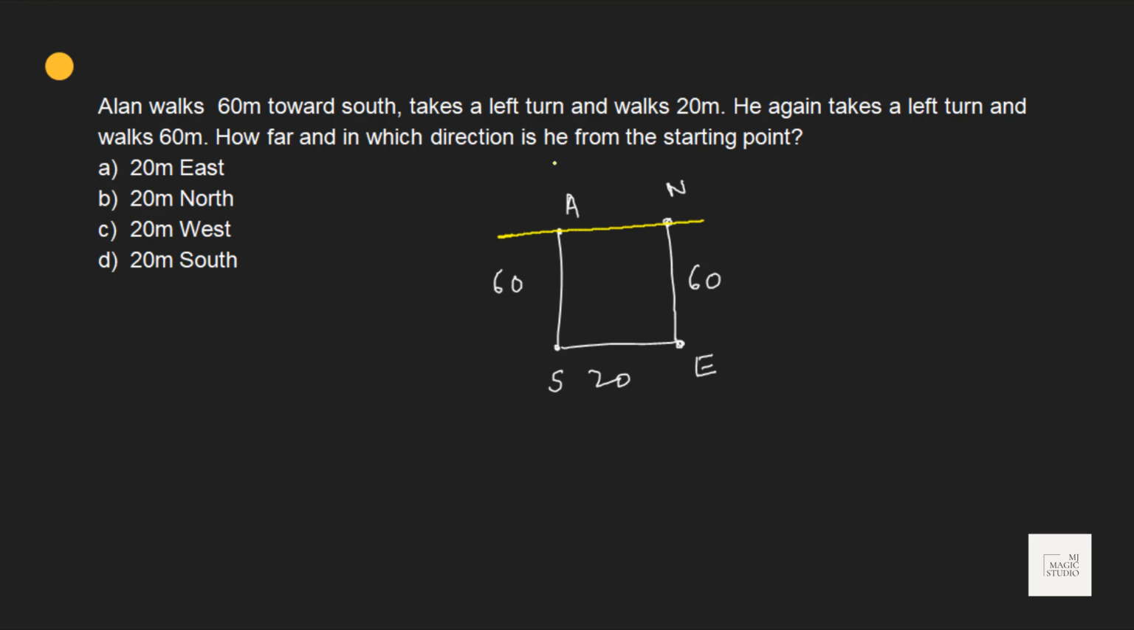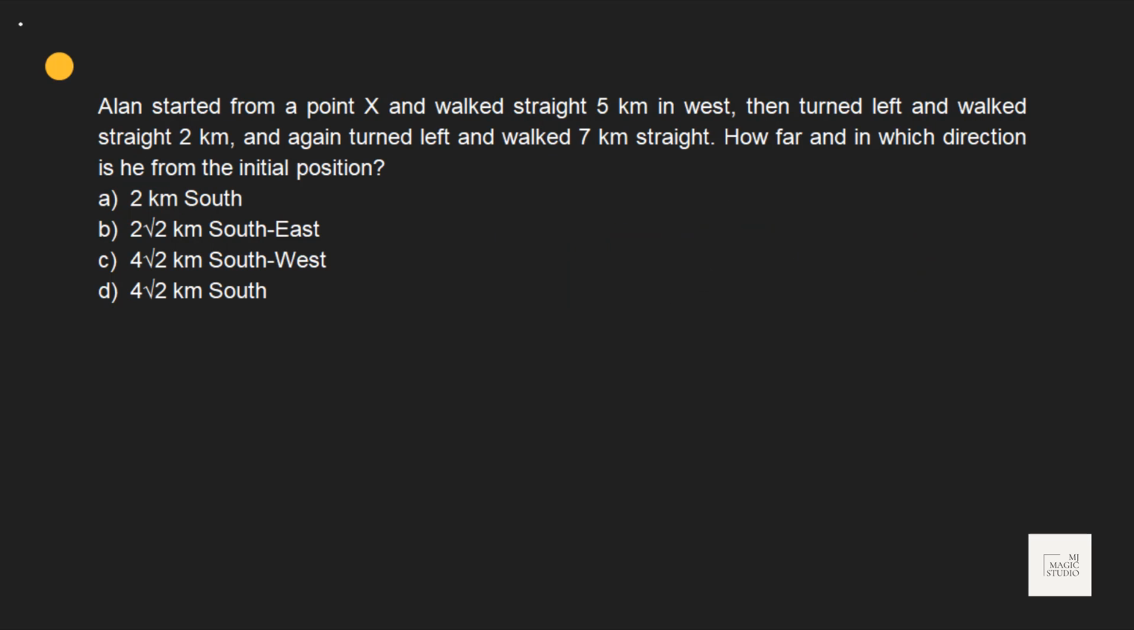From the starting point, we'll make main directions on the starting point. He is towards West Bengal, that is towards east. And ANES is a rectangle, as we can see. So AN would be 20. So the answer would be 20 meters east. 20 meters east, option A. Let's solve this up.